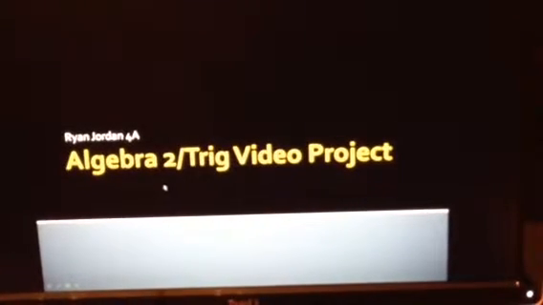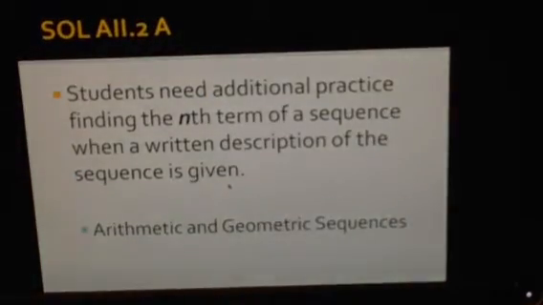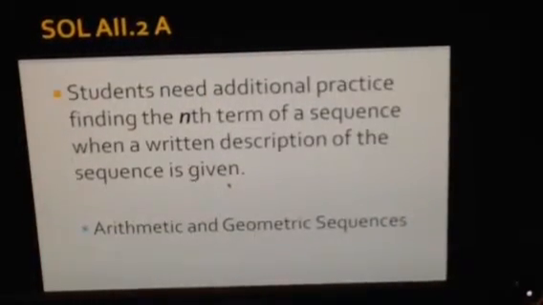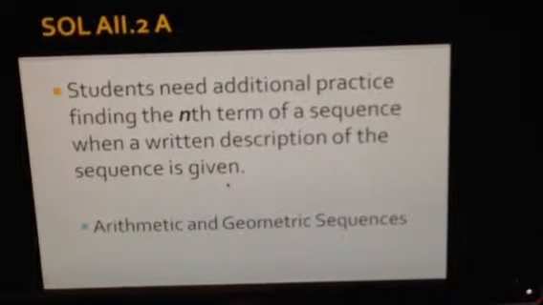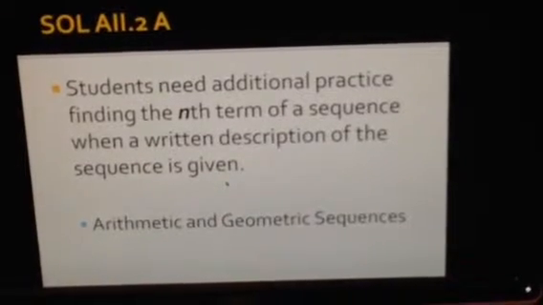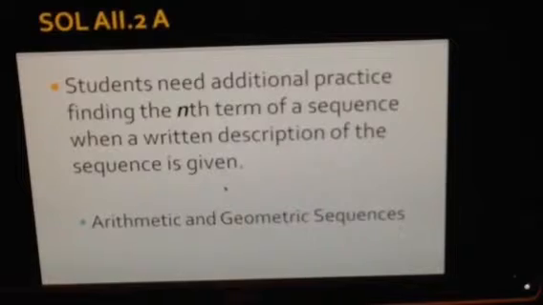Hi, I'm Ryan, and today I'm going to explain to you how to find the nth term of a sequence. And those sequences would be arithmetic and geometric sequences.